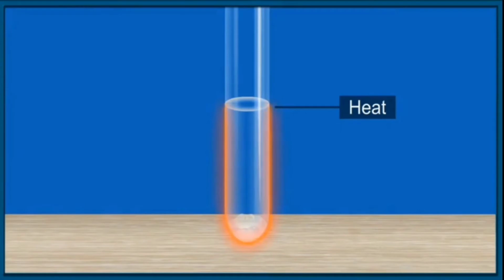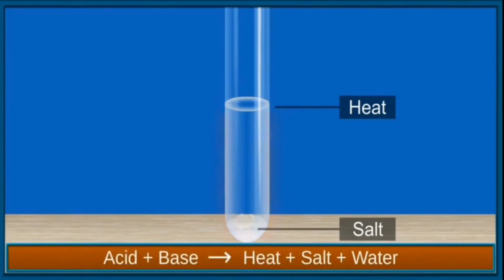Okay, it is not absorbing, it is releasing the heat, and with the heat the salt is also produced. So these were the two products which we saw, that when an acid and a base react, we get heat and salt, and water. So this is the process of neutralization.